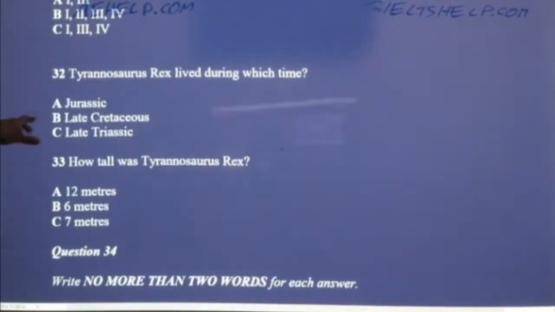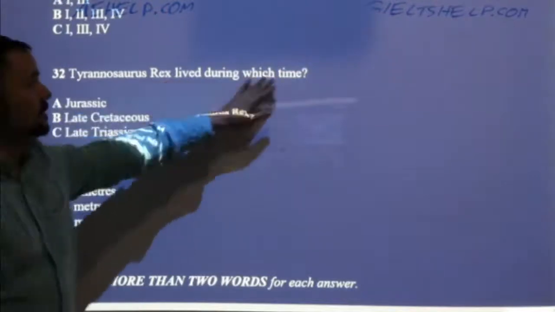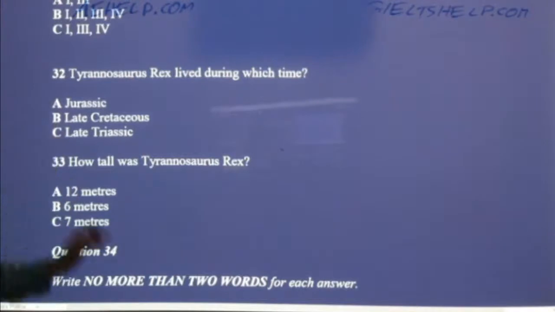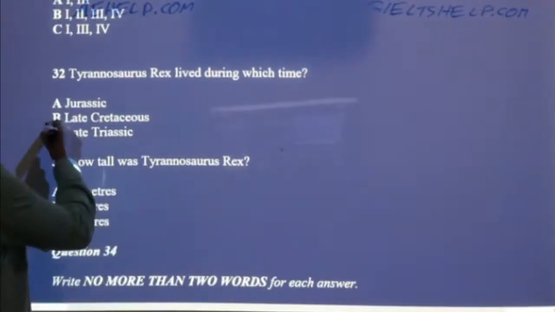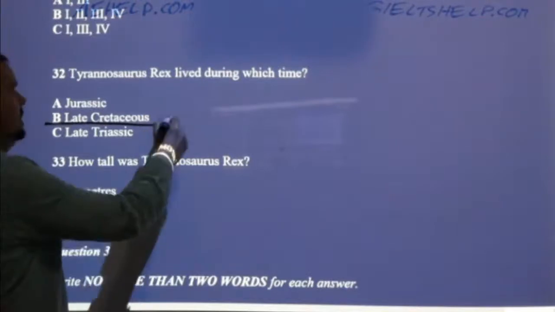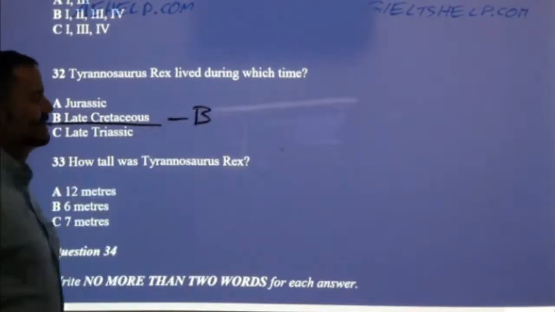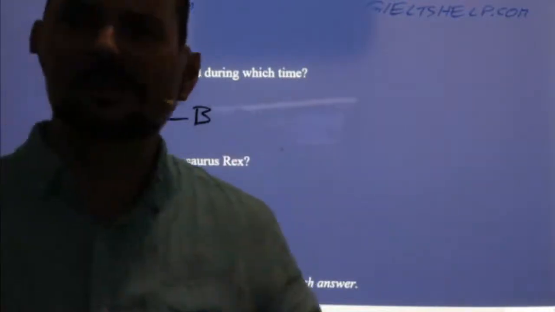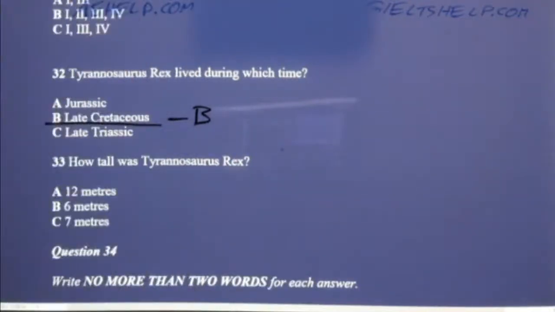Okay, Tyrannosaurus rex lived during which time? A, Jurassic, B, late Cretaceous, or C, late Triassic? Yeah, 32 is B, late Cretaceous period. Hollywood movies lie to us. This kind of goes back, members, to our previous class about believing a lot of what we see on TV. Hollywood movies tell us that T-Rex lived in which time?